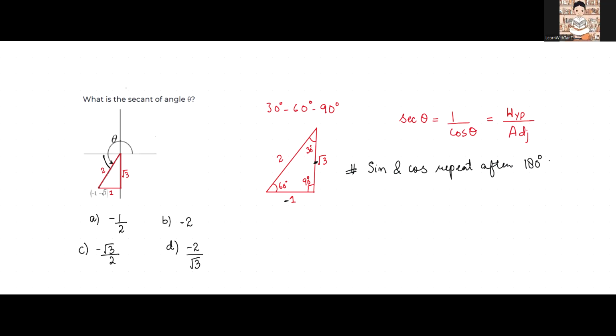Now since this is theta, we will take this as theta. That means our theta is 60 degrees. So we will use this formula now. Our hypotenuse is 2 and adjacent is negative 1. Adjacent to 60 degrees, negative 1. So that means our answer becomes negative 2.